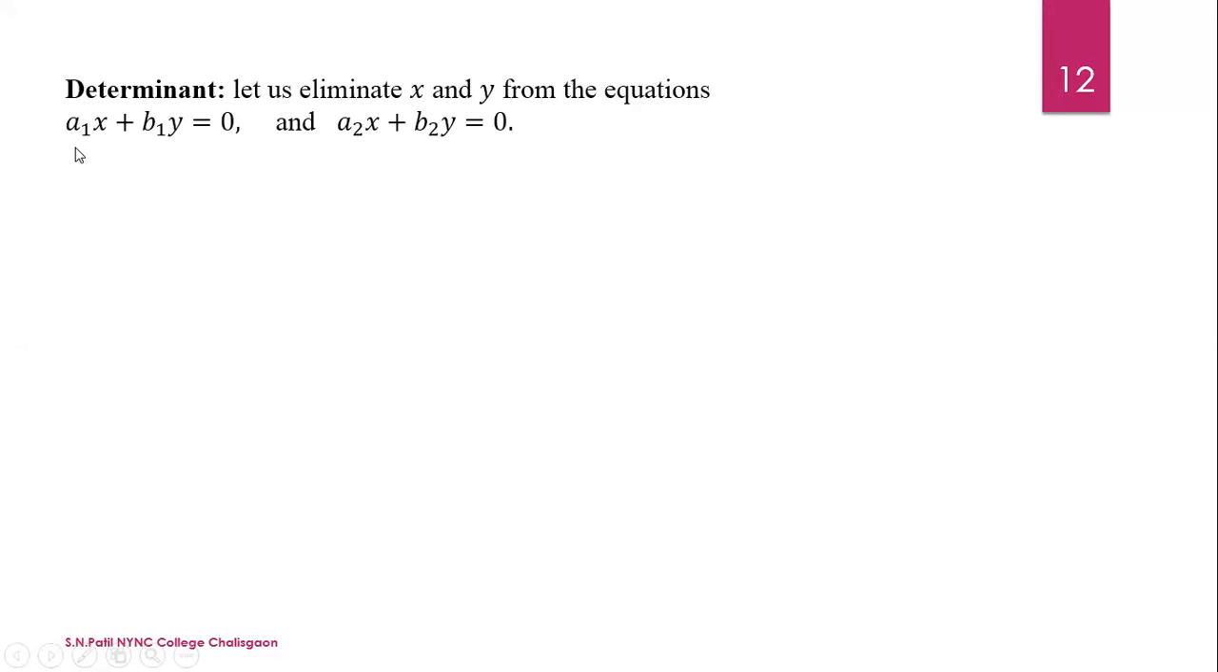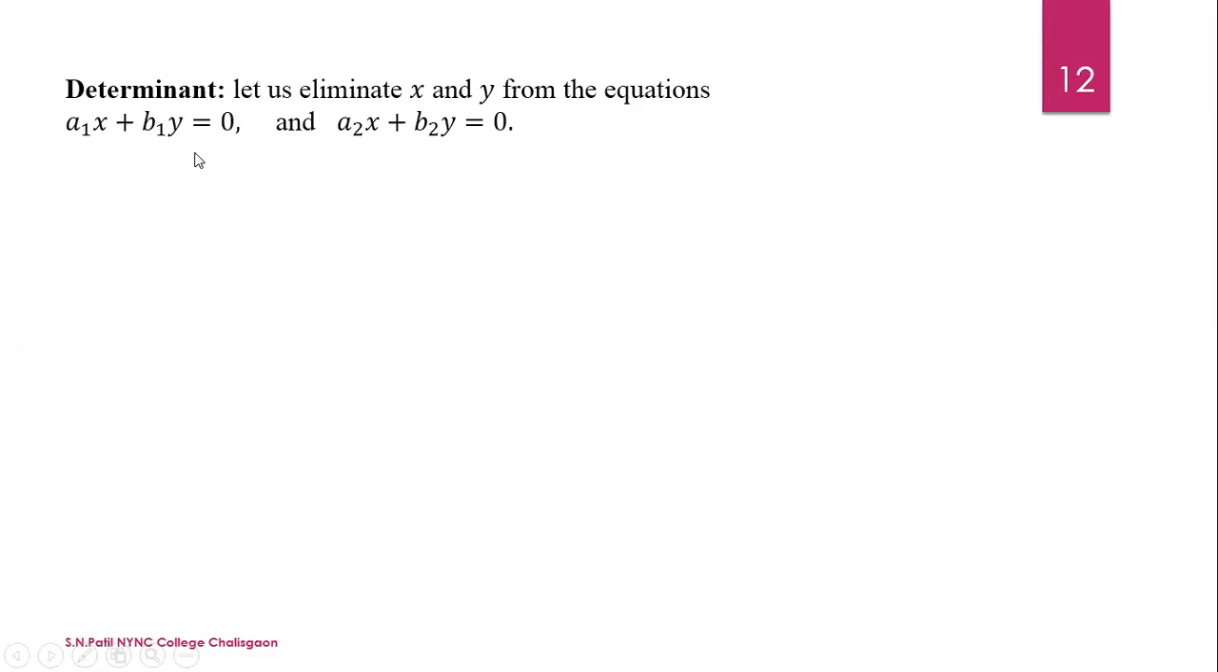Hello friend, in this video lecture we will discuss determinant, minor, cofactor and adjoint of a matrix. So first of all we start with the determinant of a matrix. See, we have two linear equations. In these two equations we eliminate the values of x and y. So for that we simplify.